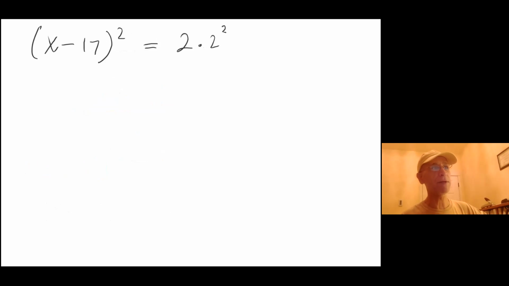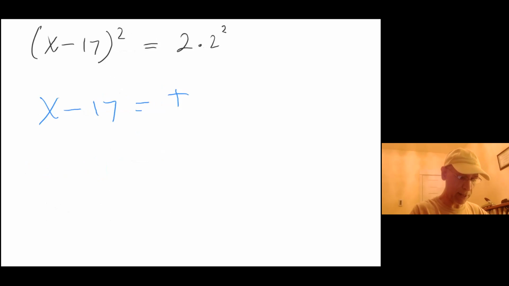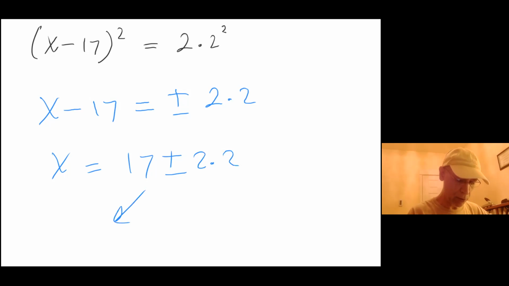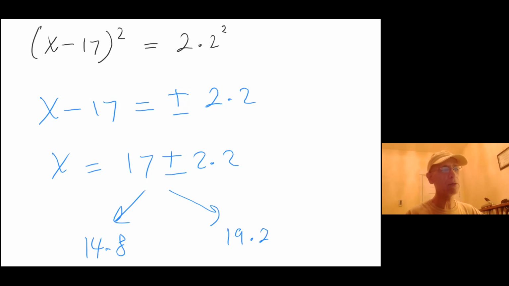Now I have to be careful. If I take the square root of both sides, I will get x minus 17 equals plus and minus 2.2. So x equals 17 plus and minus 2.2, and that gives me two answers. 17 minus 2.2 is 14.8. 17 plus 2.2 is 19.2. Okay, I hope you like this explanation.